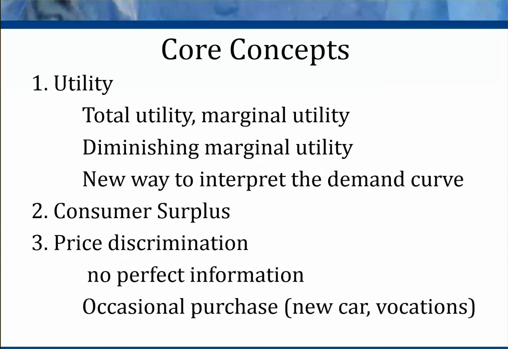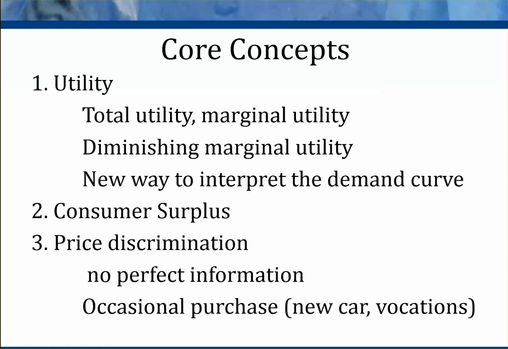After we learn this chapter, you should know the following core concepts. The first is utility. Under utility, we will learn total utility, marginal utility, and diminishing marginal utility. Then we want to use a new way to interpret the demand curve and why it is downward sloping. Second, we want to know what consumer surplus is, how we can find the consumer surplus on the supply and demand curves, and how we can calculate it. Third, price discrimination. First, we need to know the definition of price discrimination, and second, we want to know under what conditions the store can apply it.